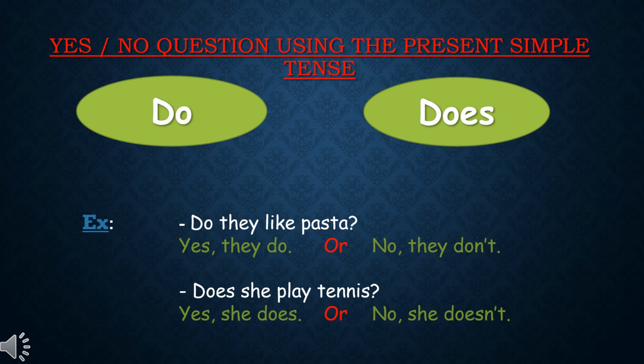The second example, does she play tennis? I use does with she, and as you can see, the verb play comes without S because does and doesn't eat the S. So, does she play tennis? Yes, she does, or no, she doesn't.